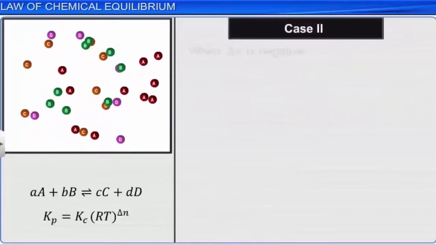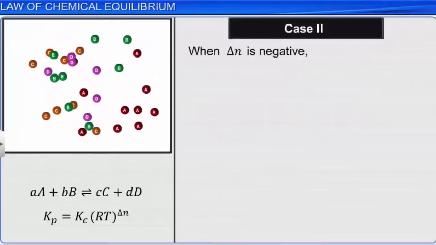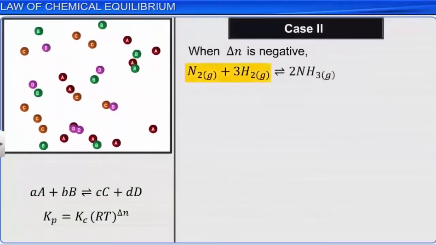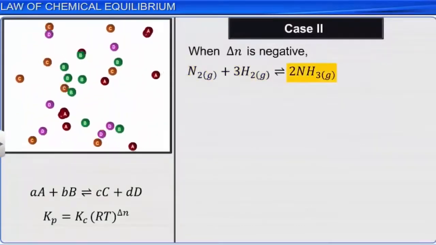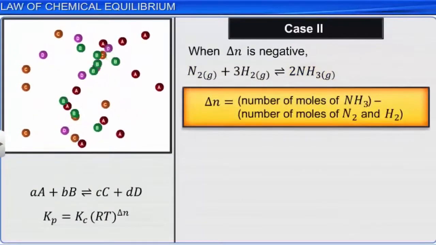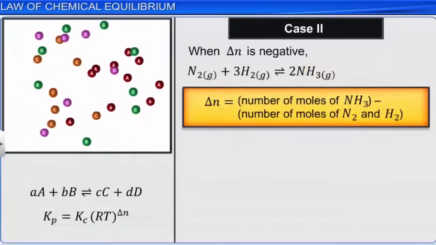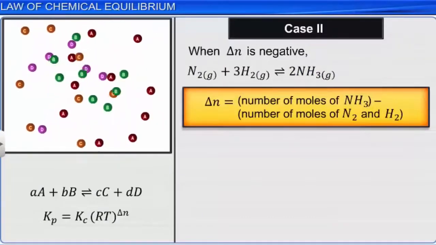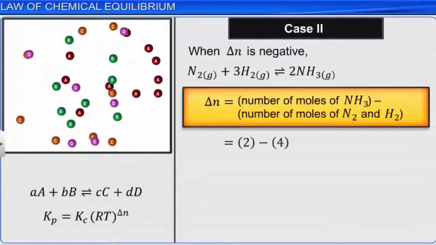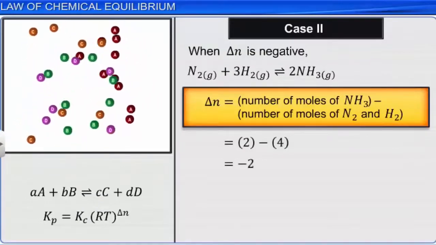Case 2. When delta n is negative. Consider the reversible reaction between nitrogen and hydrogen that gives ammonia. The difference in the number of moles for this reaction, delta n, is equal to the number of moles of ammonia minus the number of moles of nitrogen and hydrogen, which is equal to 2 minus 4, which is equal to minus 2.